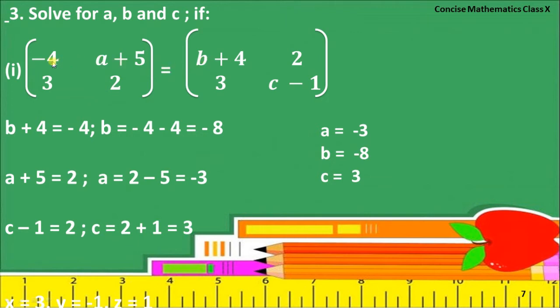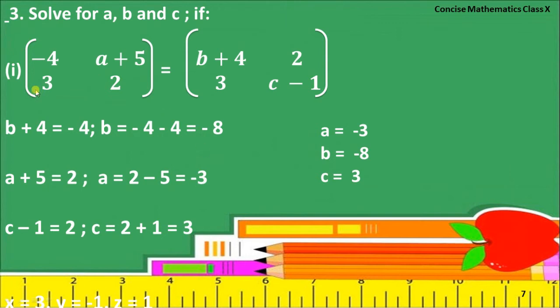Here it is minus 4. Here it is B plus 4. So write down B plus 4 is equal to minus 4. B is equal to minus 4 minus 4. Hence the value of B is minus 8. Move on to the second element. A plus 5 is equal to 2. A is equal to 2 minus 5. Hence the value of A is minus 3.